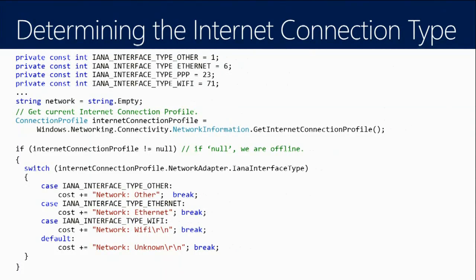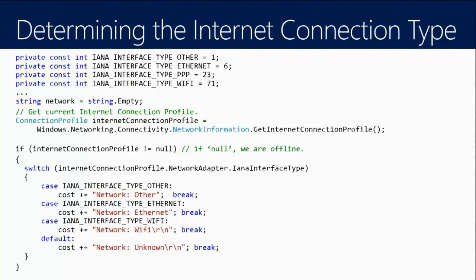IANA stands for, anybody? I'm throwing it out to the room because I can't remember. It's International something network something authority thing. Anyway, if you look at the docs, it'll take you to this list of network adapter types, and there's like 200 plus of these things. In actual fact, we're only interested in a few of them. So if you get back interface type other, actually that means GSM.